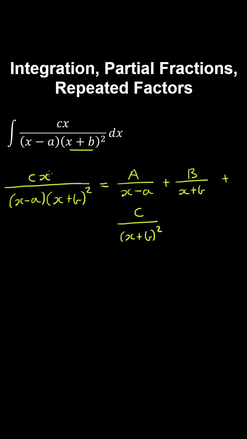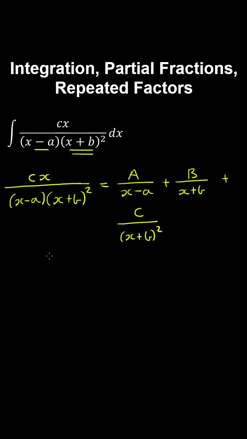In this case, we have a rational polynomial function where the degree of the polynomial in the numerator is smaller than that in the denominator, but we have a repeated linear factor in the denominator. So we can rewrite this integrand as follows. So effectively we decompose the integrand into the sum of a constant on a distinct linear factor, and for the repeated linear factor, we have a constant on the power of each factor. So b on x plus b and c on x plus b squared.